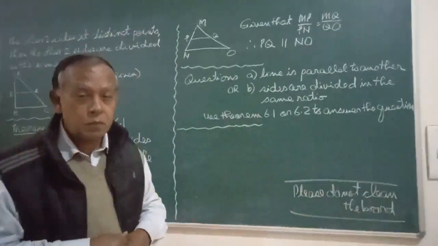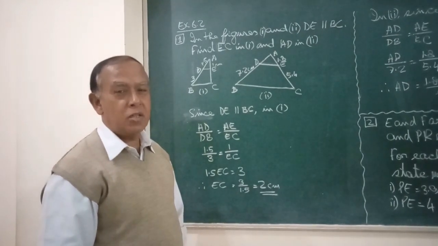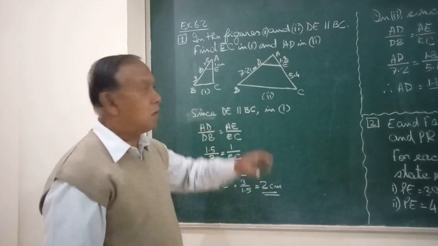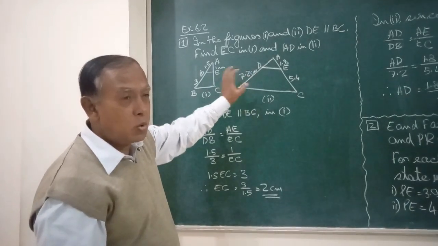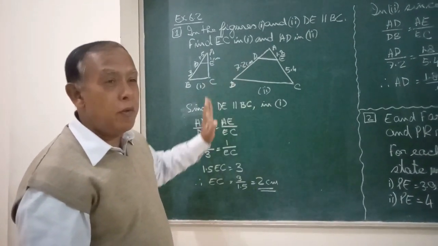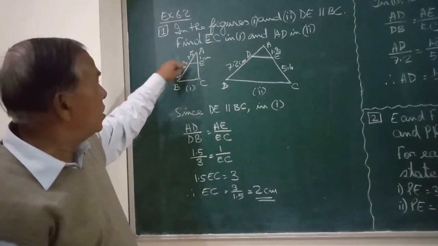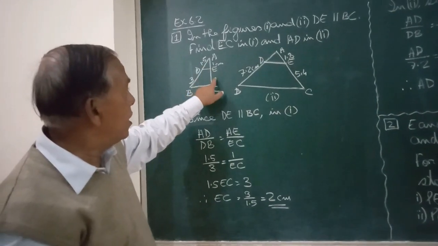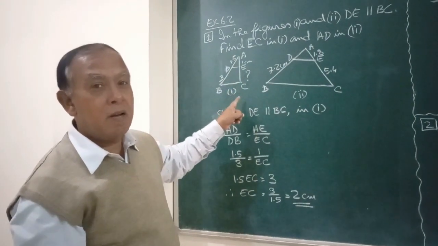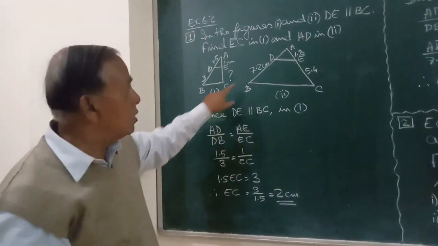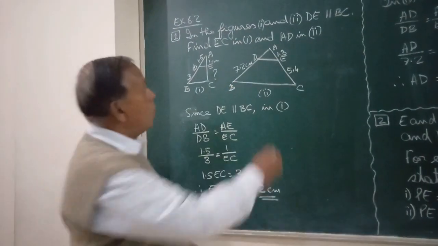Here we have question number 1 of exercise 6.2. The question here, we have two triangles, both are independent. We are given the measurements in centimeters. In this one, here there is nothing. And therefore we are asked, what is the measurement here? That is in figure number 1. Similarly, in figure number 2, we are given the measurements and therefore we are asked, what is the measurement here?